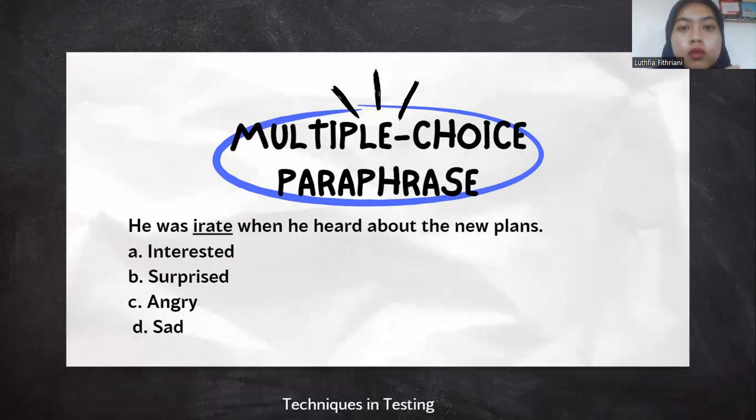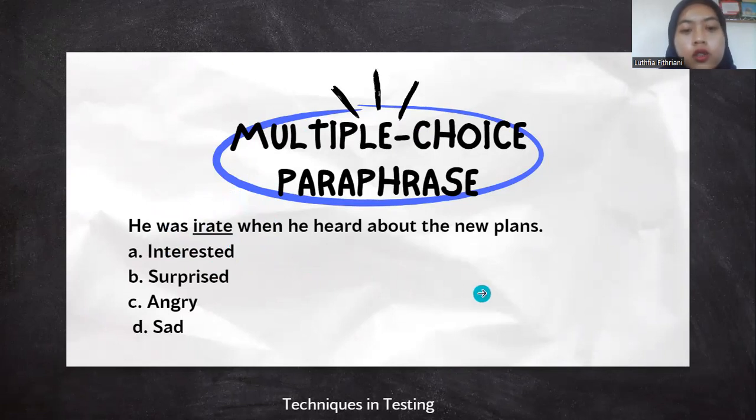Now we will move to the third type of vocab test, that is multiple choice paraphrase. Multiple choice paraphrase has a similar pattern to multiple choice completion, but it is a little bit different. Do you know what is multiple choice paraphrase? It is a vocab test in which a sentence has one word underlined, and the students are asked to choose the word that has the similar or closest meaning to the underlined word.